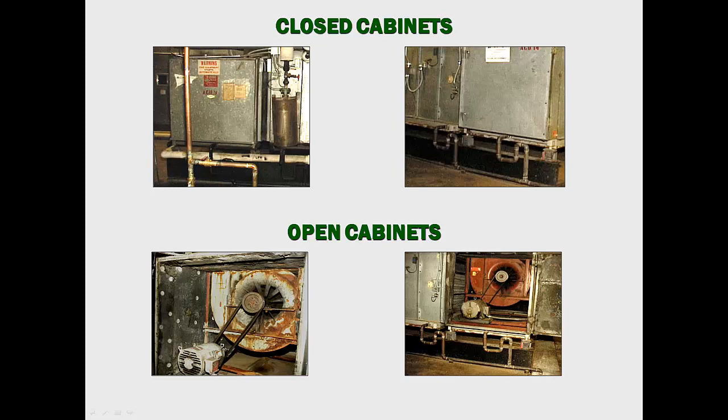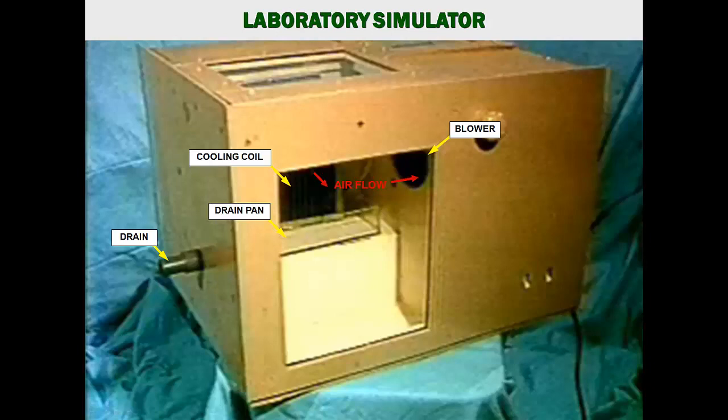Only when the cabinet is open can the damage be revealed, as shown in the lower photographs. But even then, the causes are not apparent. But they can be illustrated vividly using laboratory simulated air handlers with transparent panels. These simulators allow building owners and other concerned parties to see and understand how trap failures cause damage and contamination to their air handlers and buildings.